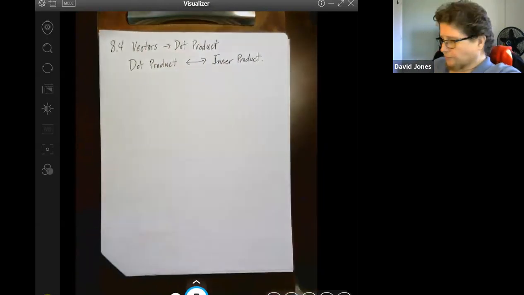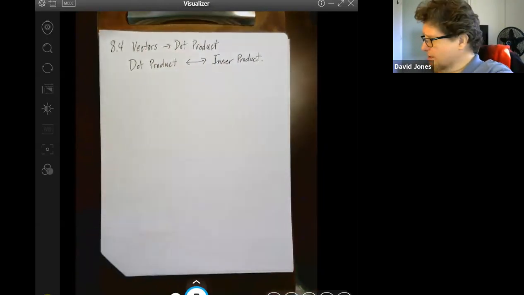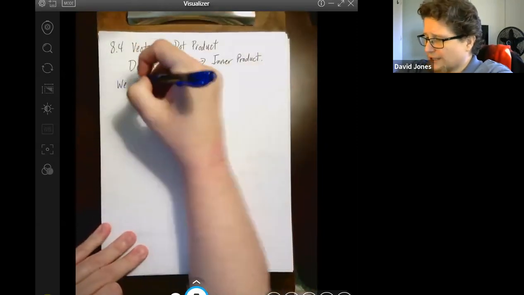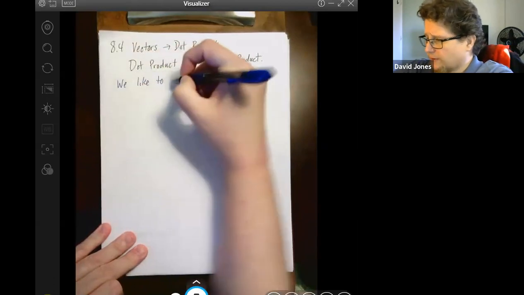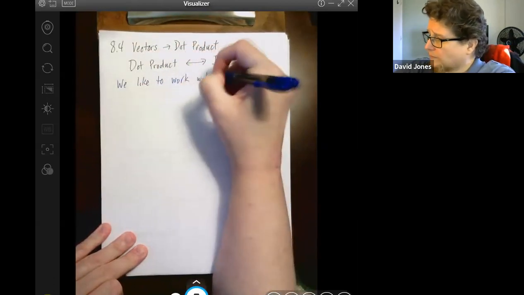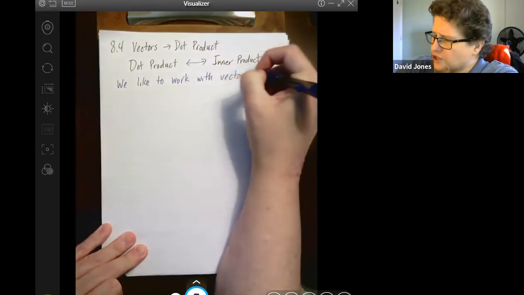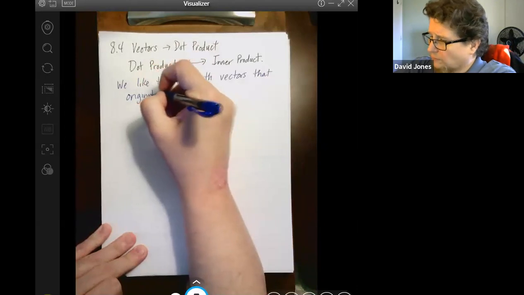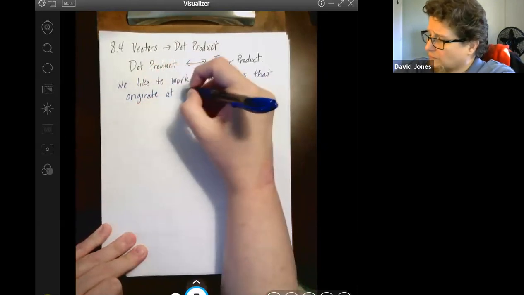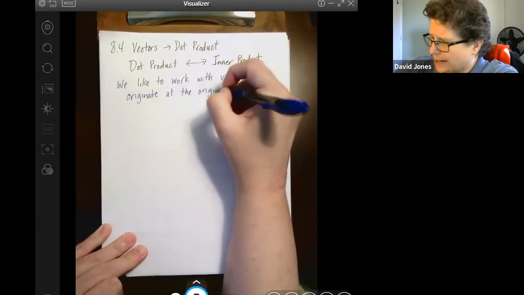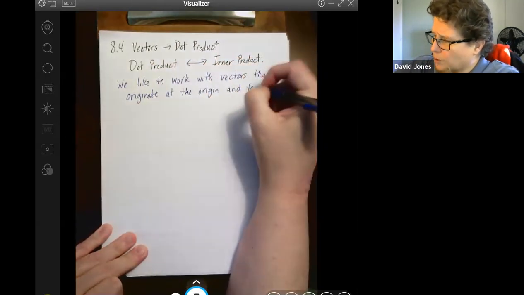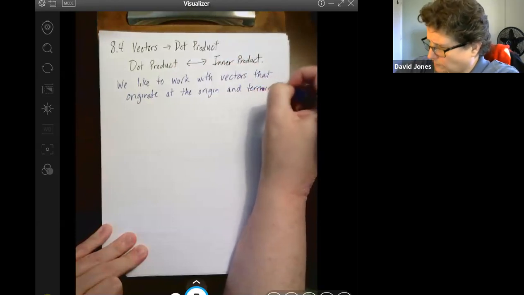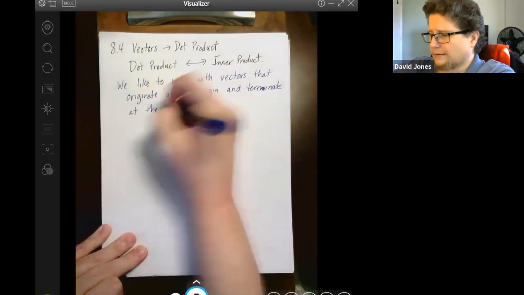What we like to do is work with vectors that originate at the origin and terminate at a point A, B, at the coordinate A, B.